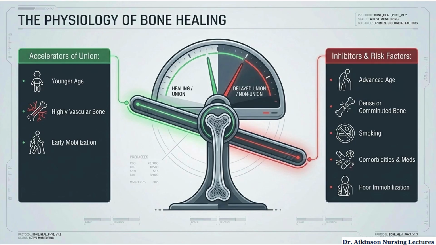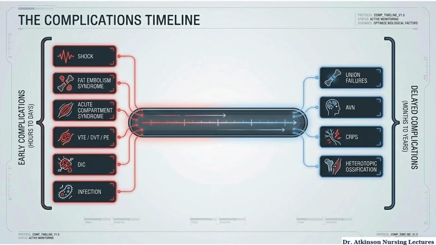Bone healing depends on both biological factors and nursing support during recovery. Healing is promoted by younger age, good blood supply, stable immobilization, and early mobilization when appropriate. Healing is delayed by advanced age, smoking, diabetes, osteoporosis, poor fracture alignment, and unstable immobilization. Patients with multiple risk factors are at high risk for delayed union or non-union, making patient education and management of modifiable risks essential.